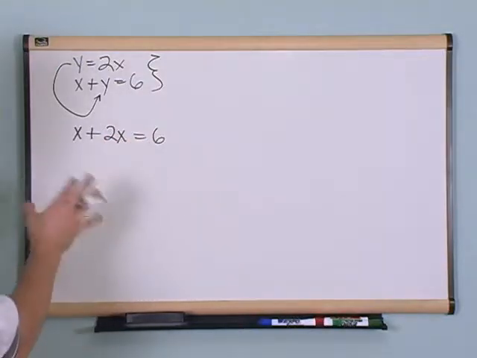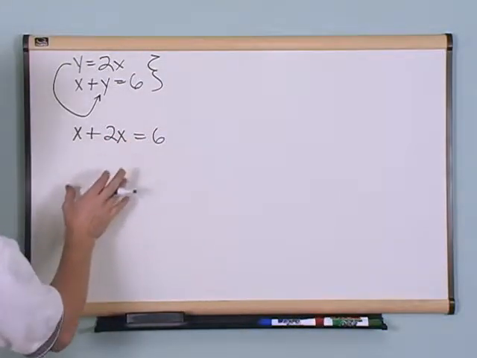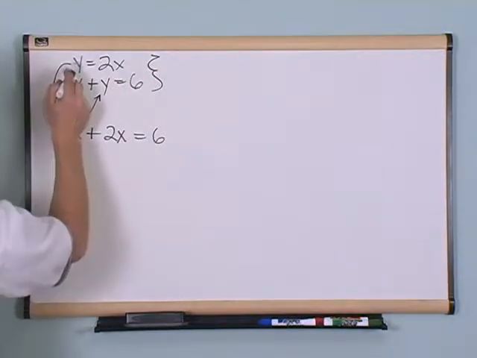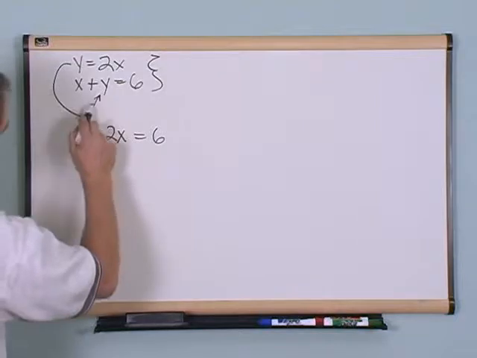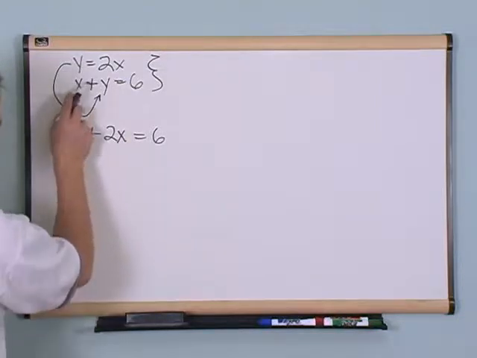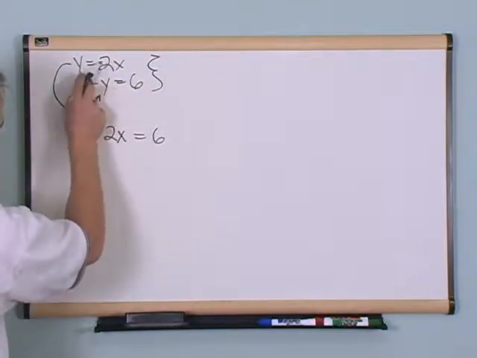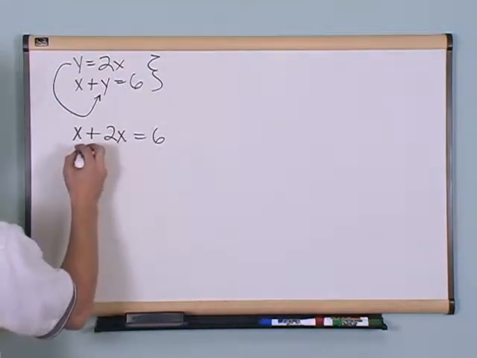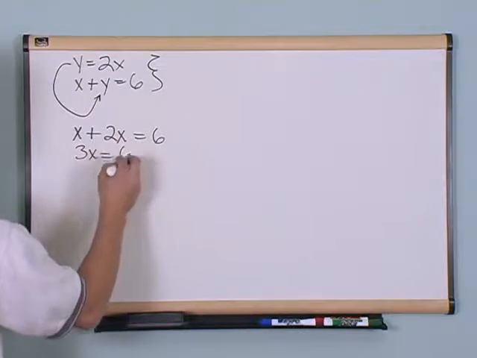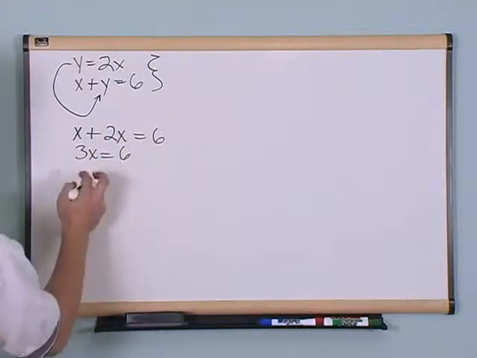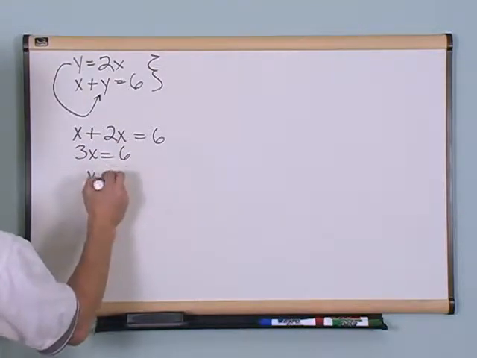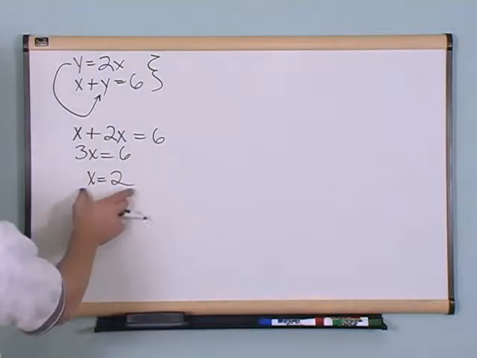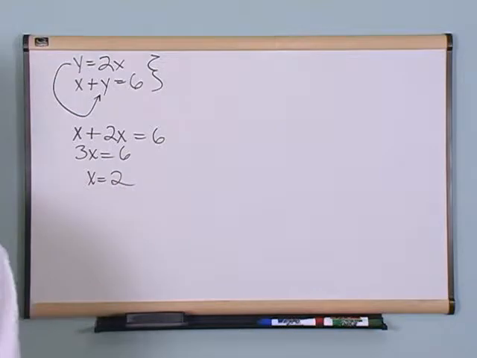This is very crucial for you to understand what we're doing here. Okay, I've got two equations. I've got one of them already solved for y. I take this y, which is equal to 2x, I put it in here, and this is what I get: x plus y, but in this case y is equal to 2x, equals 6. I can simplify this and say 3x equals 6. And then I can solve for x and say x is equal to 2, because I just divide both sides by 3. So I know that x is equal to 2.